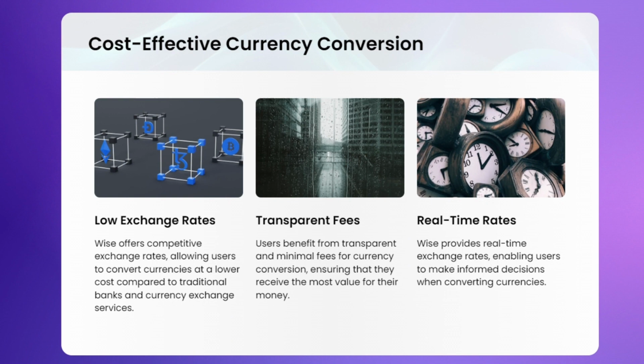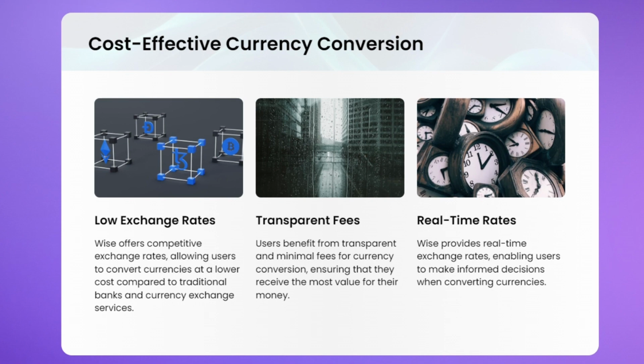Section 2. The benefits of a Wise account. Wise uses cost-effective currency conversion. They have low exchange rates. Wise offers competitive exchange rates, allowing users to convert currencies at a lower cost compared to traditional banks and currency exchange services. Users benefit from transparent and minimal fees for currency conversion, ensuring that they receive the most value for their money. And Wise provides real-time exchange rates, enabling users to make informed decisions when converting currencies.